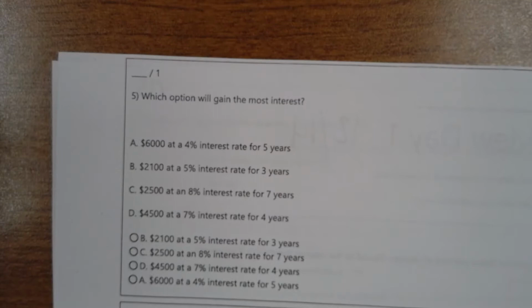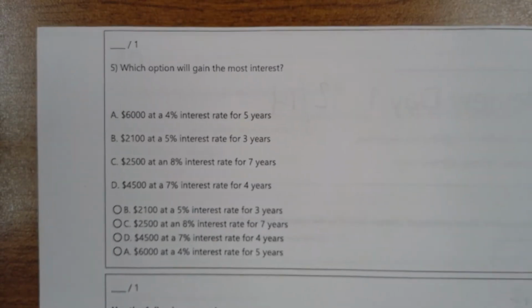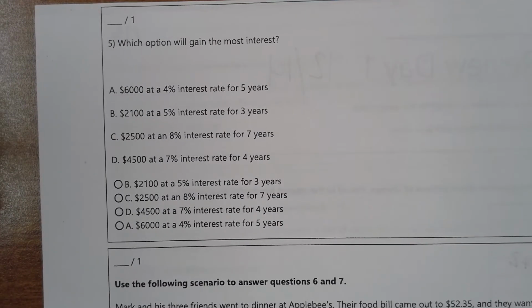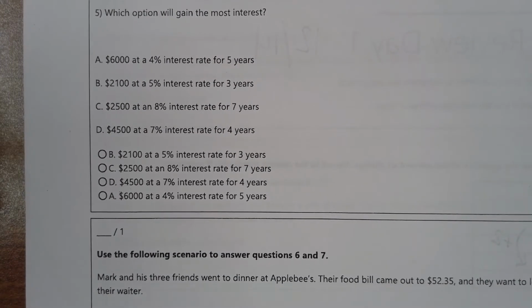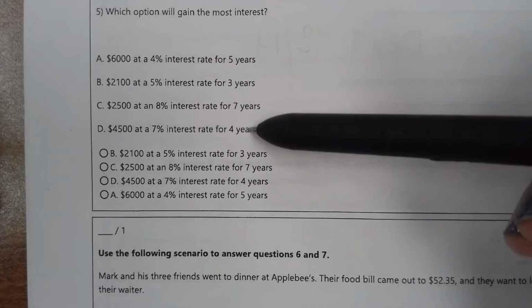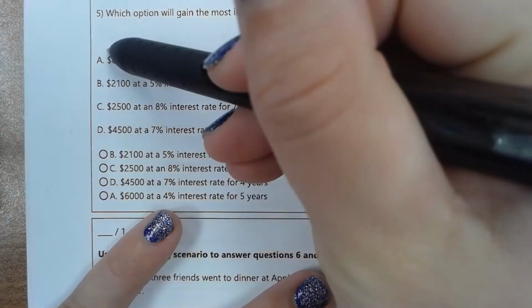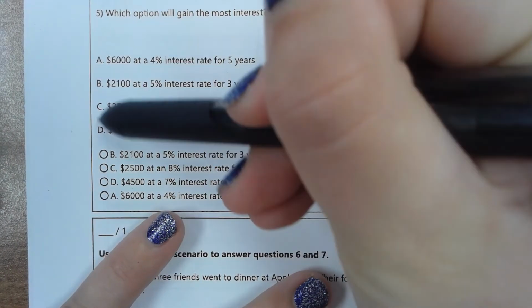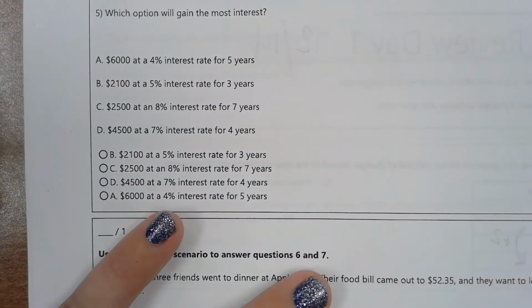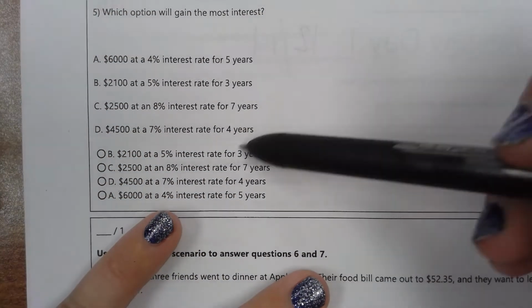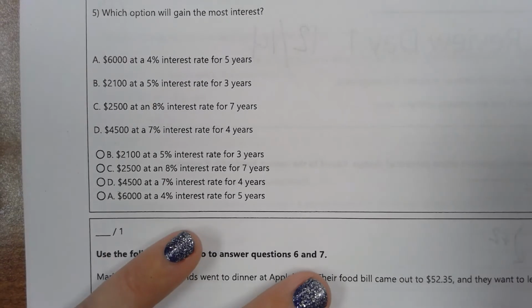All right, number 5, which option will gain the most interest? So we're going to have to do the same thing that we did on the last 2 problems, but this time we're going to have to do it 4 times. So the first number is our principal, so the amount that we're borrowing. Your rate, remember, has to be a decimal, and then the time is in years. So let's figure this out here.